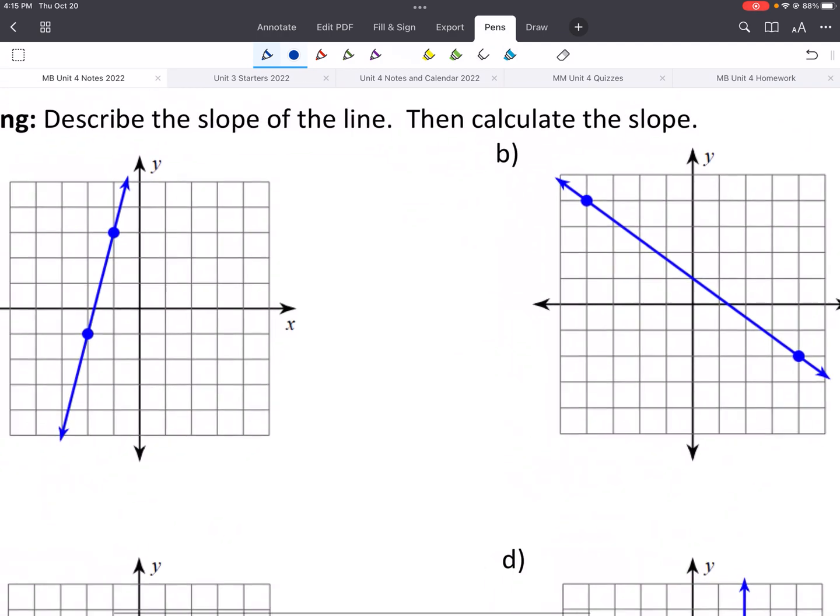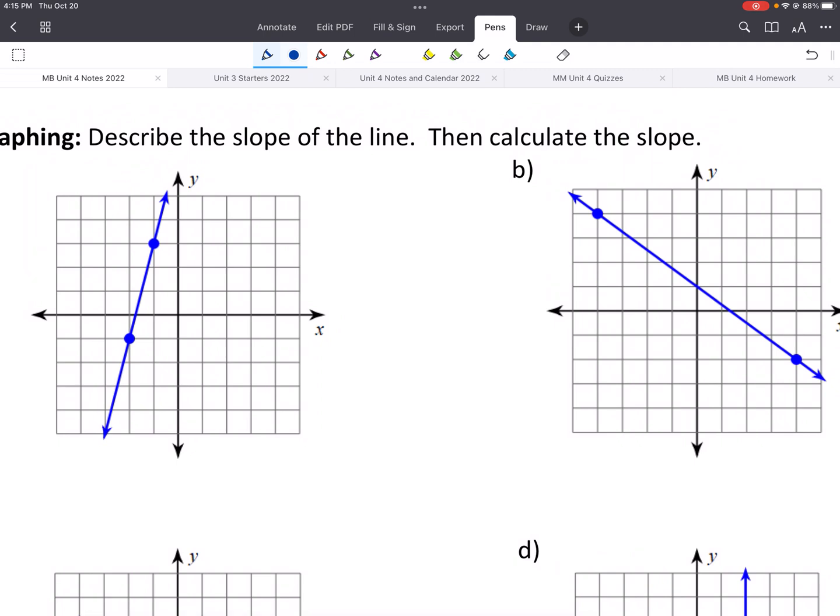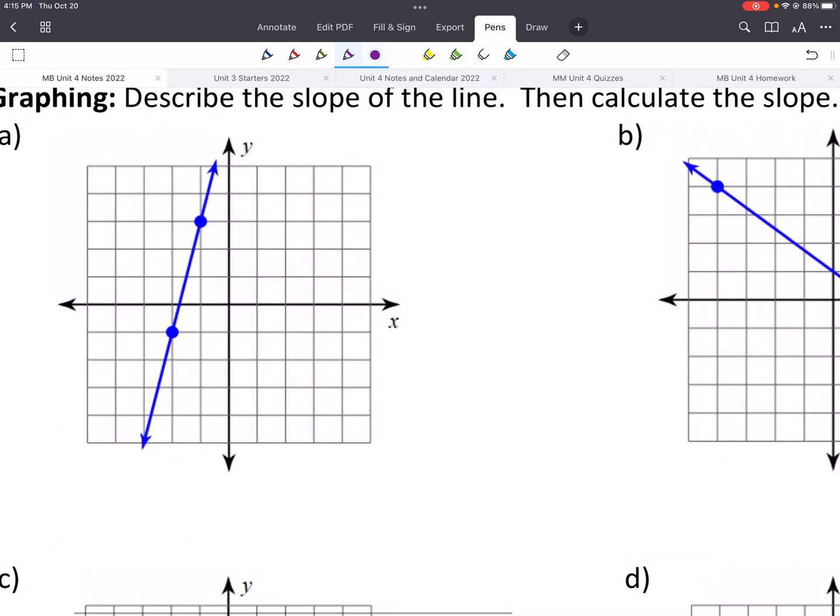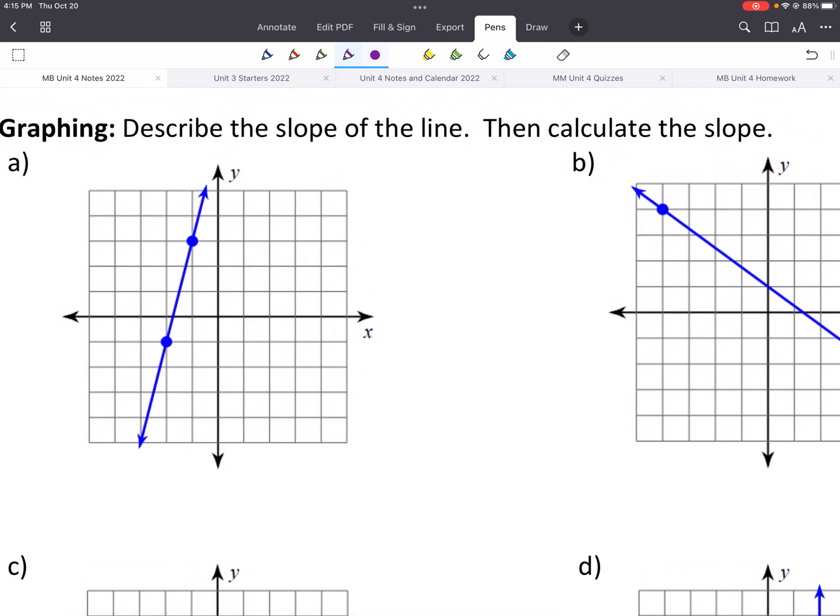So let's look at these two. It says describe the slope and then calculate its slope. Really, I'm just going to ask you to find the slope. Describing the slope is basically the same thing as when we find the slope. So we want to find the rise between these 2 points. The rise here is 4 and the run is 1. So the slope would be rise over run, which is 4 over 1, and we'd simplify that fraction.